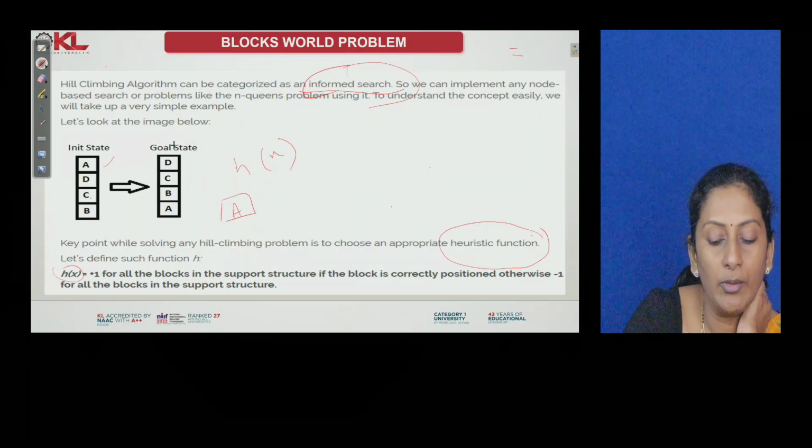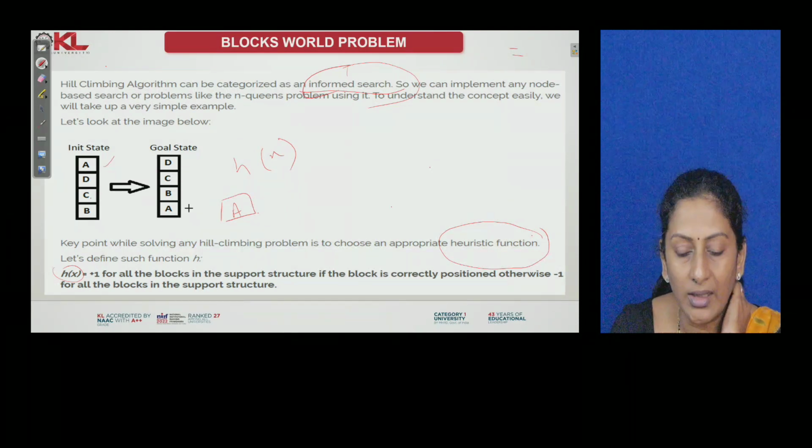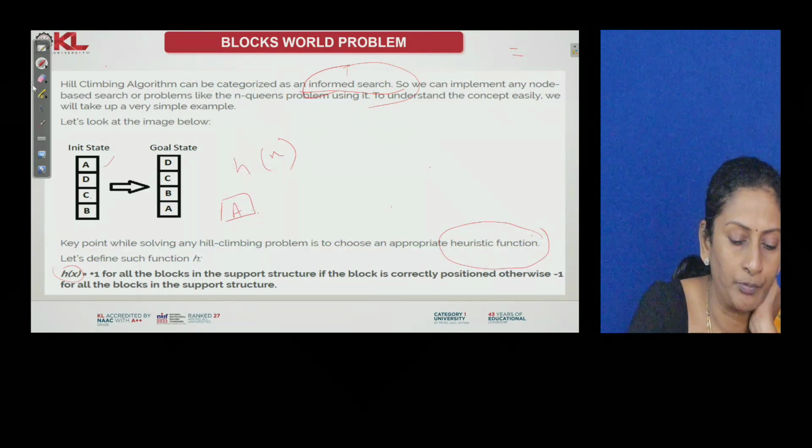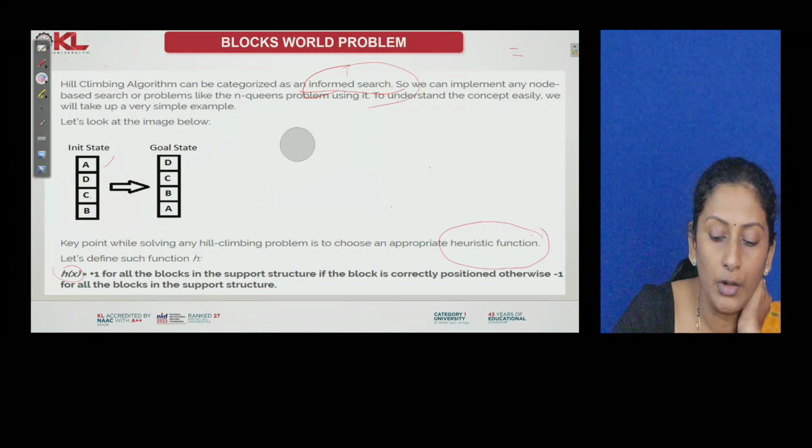So the moved block can be placed either on the floor or on the top of the other block. So these two are the constraints that we consider. Now we are going to define the heuristic function.